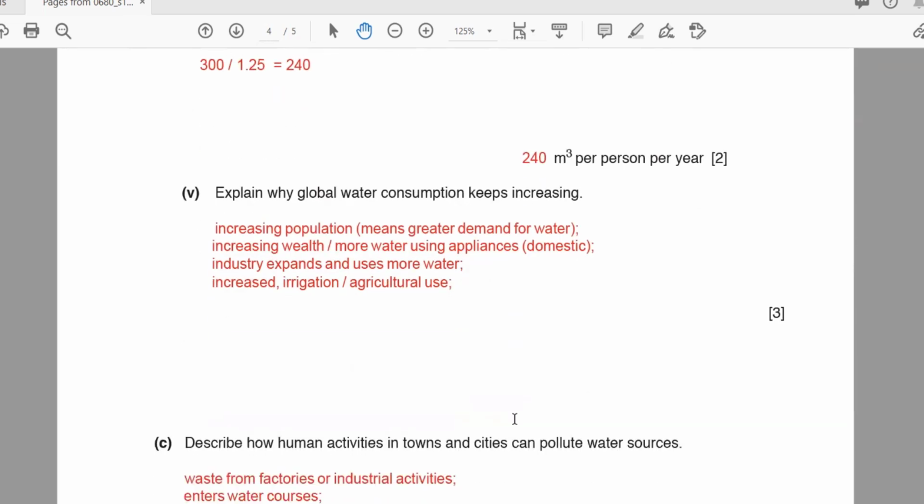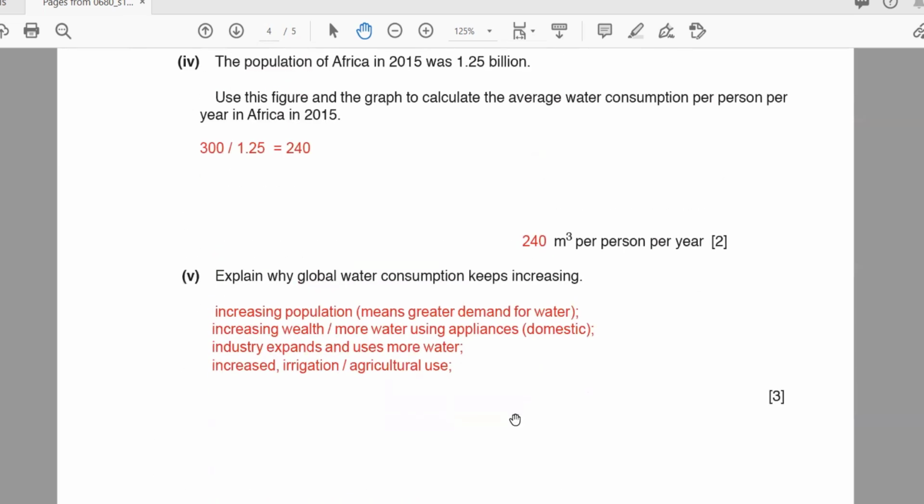Increasing population, increasing wealth, more water supplies, industry expanding, irrigation, agriculture, all these ones. Good. Okay. Describe how human activities in towns and cities can pollute water sources.